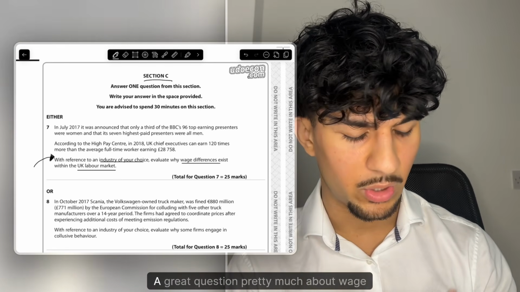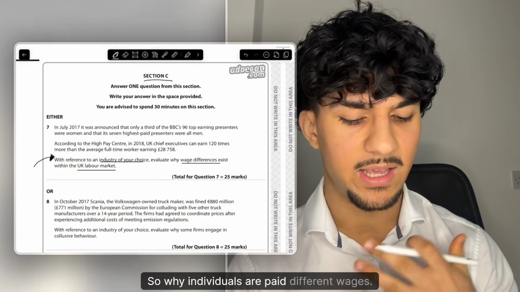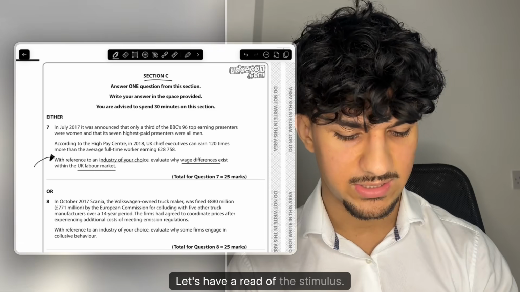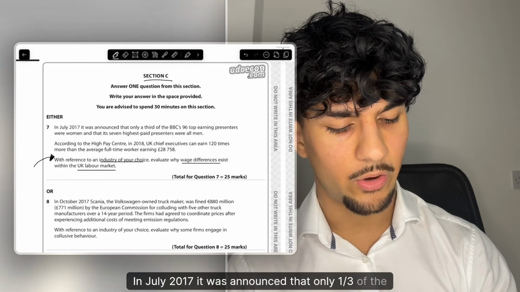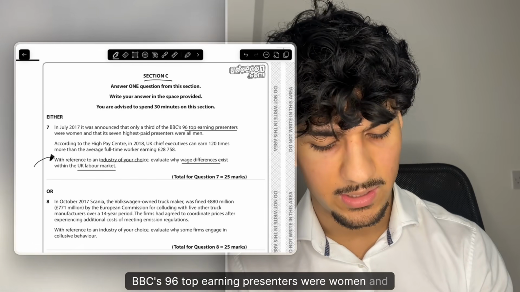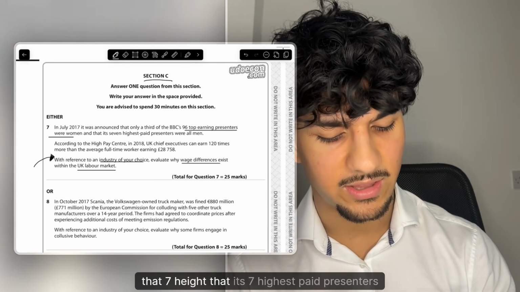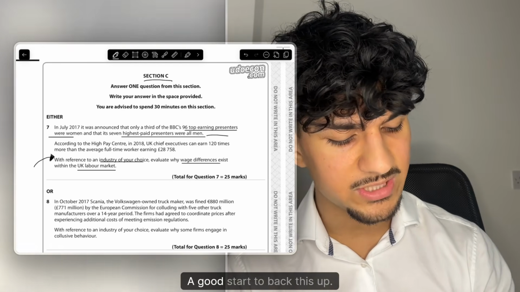So great question, pretty much about wage differentials, so why individuals are paid different wages. Let's have a read of the stimulus. In July 2017, it was announced that only 1/3 of the BBC's 96 top earning presenters were women, and that its seven highest paid presenters were all men. A good stat to back this up.